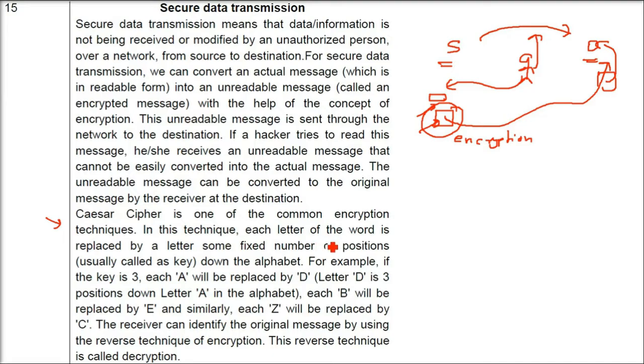So Caesar cipher is one of the most common techniques. In this technique, each letter of the word is replaced by a letter some fixed number of positions down the alphabet, called the key. For example, if the key is 3, each A is replaced by D, as letter D is 3 positions from the letter A in the alphabet, each B will be replaced by E, and similarly each Z will be replaced by C. So the receiver can identify the original message by using the reverse technique of encryption, and this is called decryption. The reverse technique is called decryption.